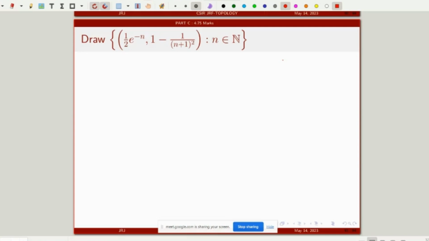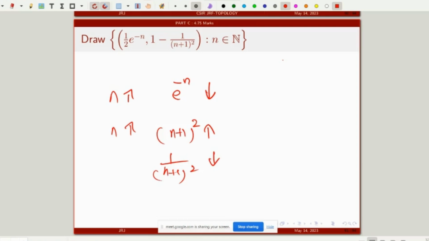This is also, as n increases, e power minus n decreases. As n increases, n plus 1 whole square increases, 1 by n plus 1 whole square decreases, 1 minus 1 by n plus 1 whole square increases. So as n increases, this left hand side is decreasing. So these intervals are coming like this, like this. Right hand sides are increasing. So it is coming like this, like this. So this will also be able to produce a finite subcover.